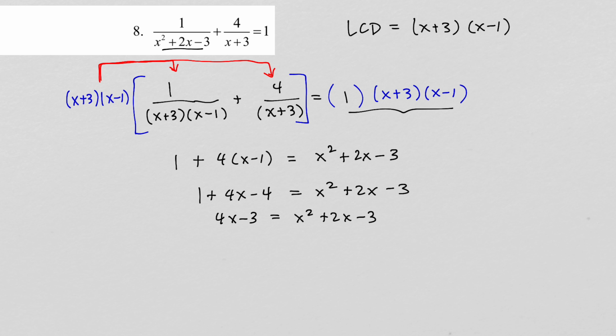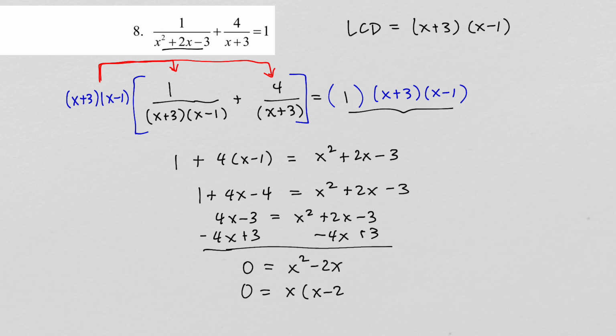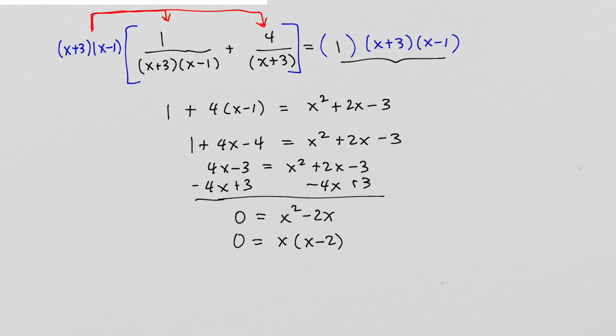This is a quadratic equation, so we're going to subtract 4x from both sides. And we're going to add 3 to both sides to make the left-hand side equal to 0. And now we're going to factor out the common factor, which is x. And finally, we'll set each one of those factors equal to 0. And we get 2 solutions, x equals 0 and x equals 2.